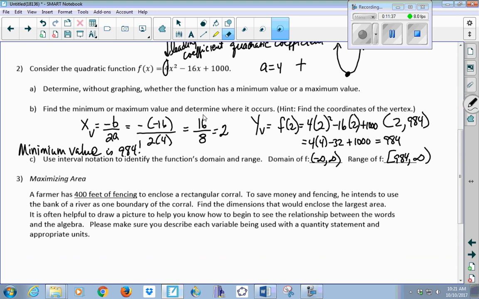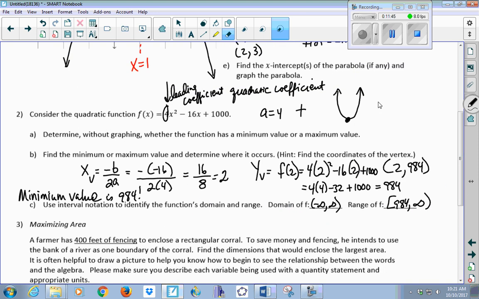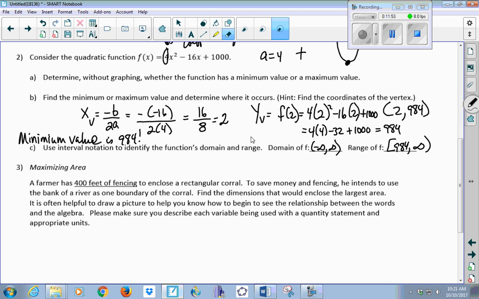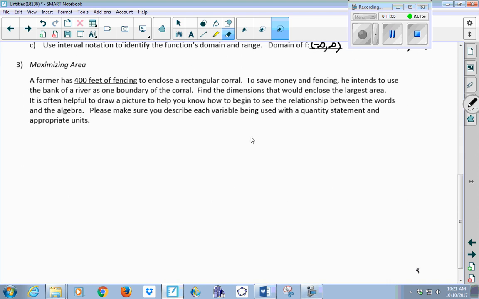All right, use interval notation to identify the function's domain and range. We've just done that. So these are some of the other types of questions you could be asked to find when you're working with quadratic functions. All right, maximizing area.